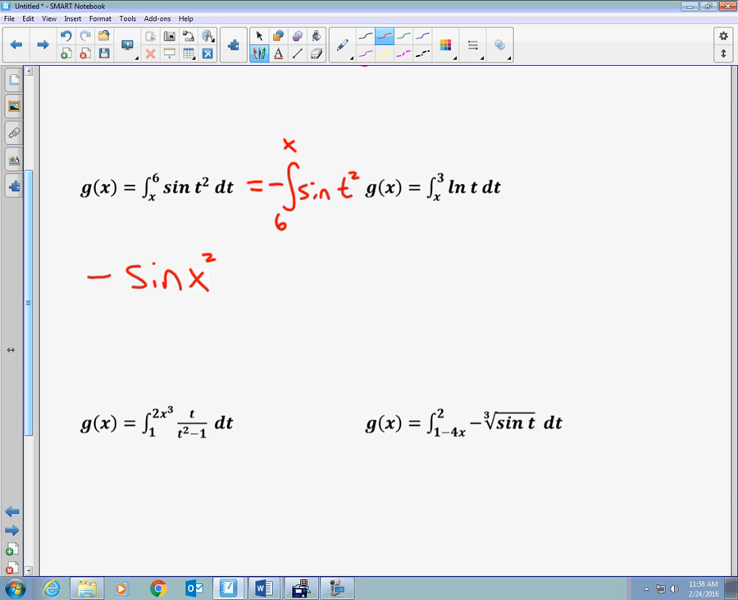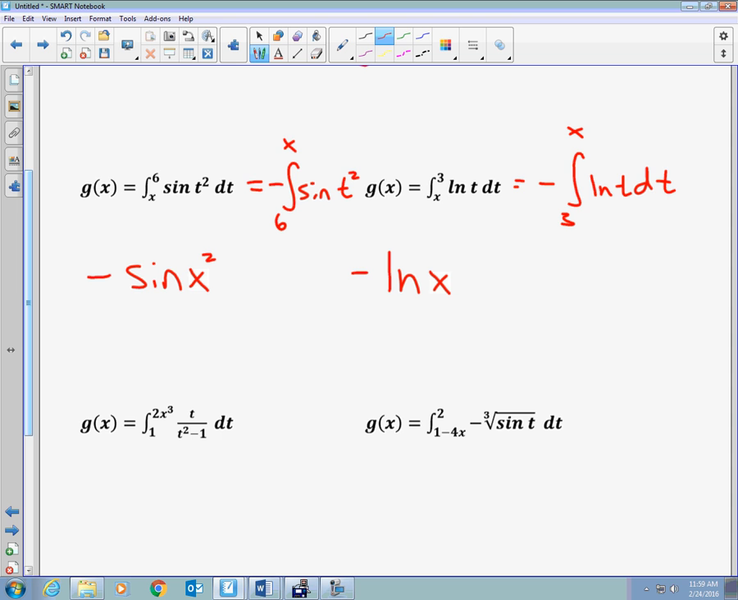Here, again, we're going to rewrite it. It's equal to negative integral from 3 to x of natural log of t dt. What am I left with? Negative natural log of x. Now, can you anticipate what the mistake is that a lot of people make on the test here?